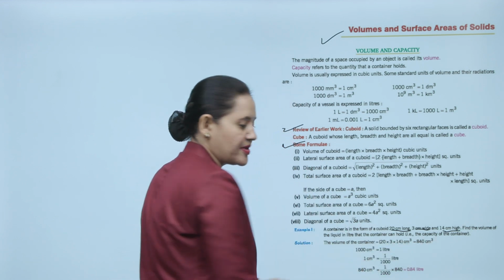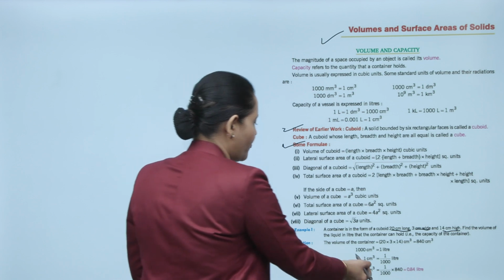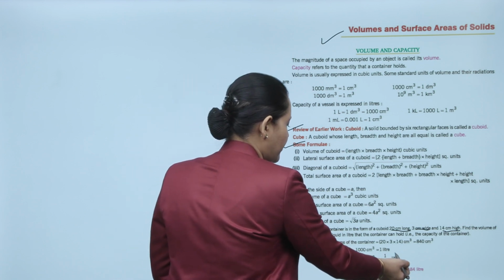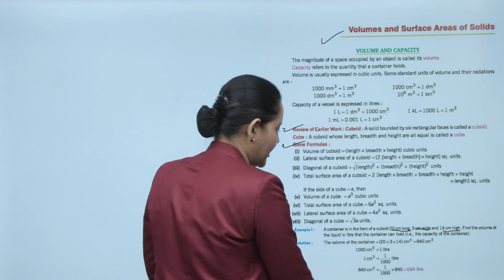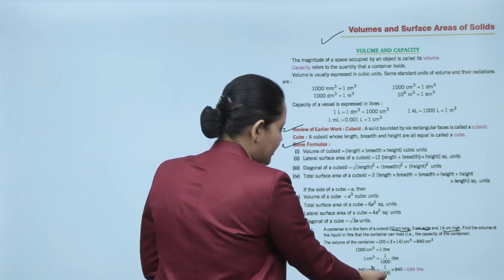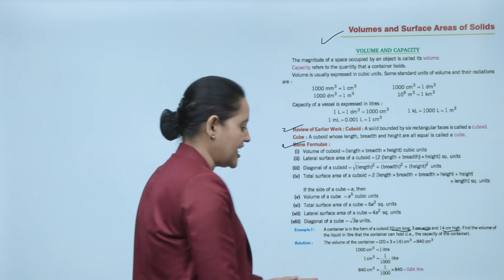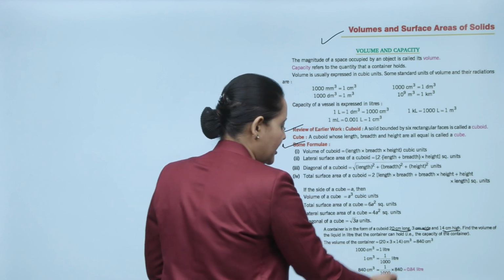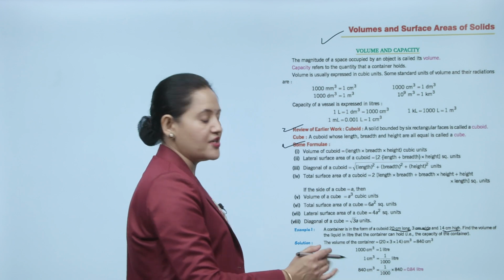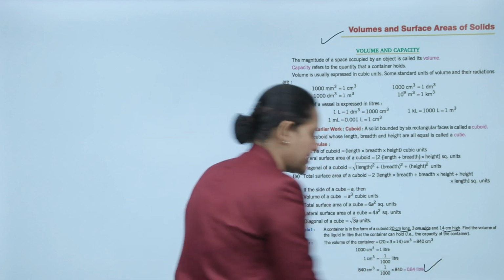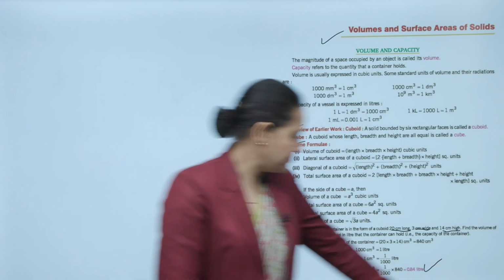1000 centimeter cube equals 1 liter. So 1 centimeter cube equals 1 upon 1000 liter. We will change this into liters. 840 centimeter cube equals 1 upon 1000 multiplied by 840, which means we divide 840 by 1000. So that is 0.84 liter. That is the capacity in liters.